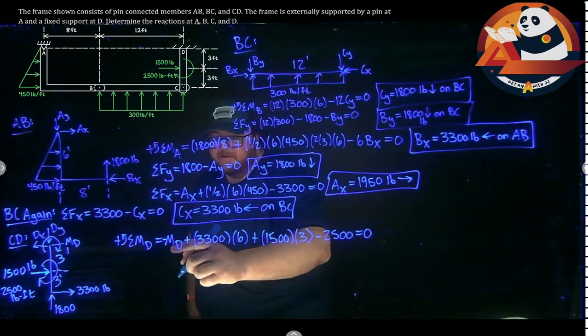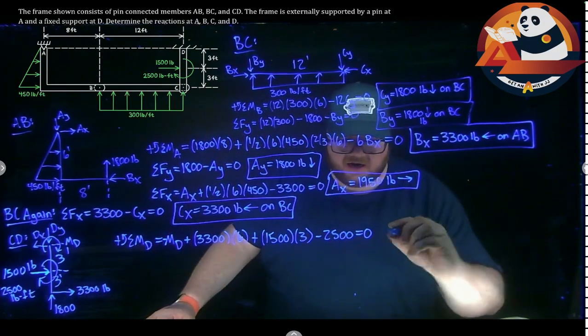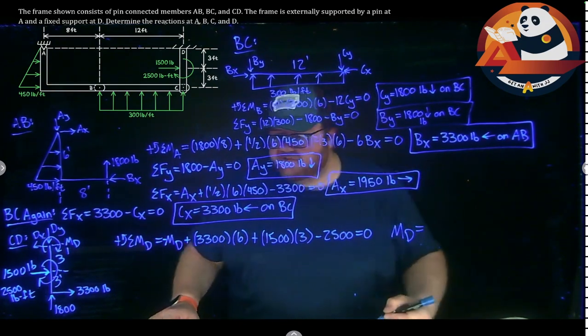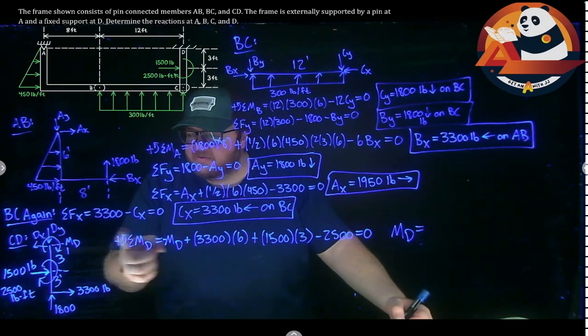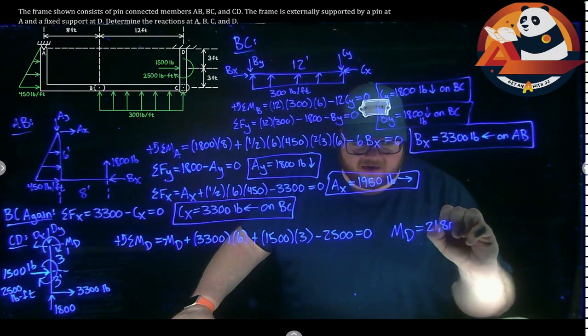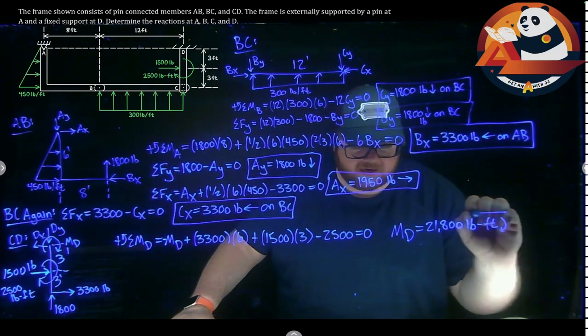If I solve for MD, this is one of my external supports. I just need to say magnitude and direction, not on a member. But I'm going to get that my moment that fixed support D resists is, this will give me a positive number coming out. So I guessed the right direction. It is clockwise, 21,800 pound feet clockwise.